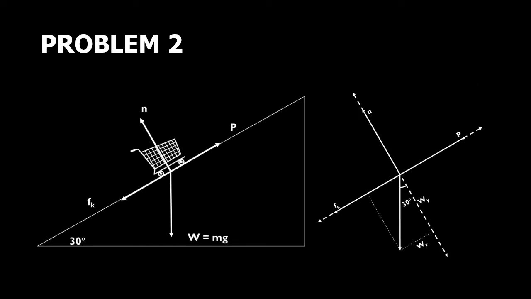On problem number 2, this will be our FBD. So, as you consider, it is the push cart. Inclination degree is 30 degrees. We know that weight is equal to mass multiplied by gravity.